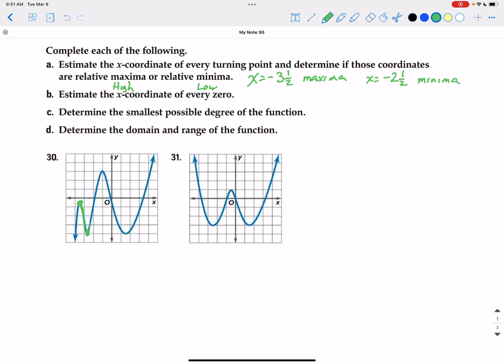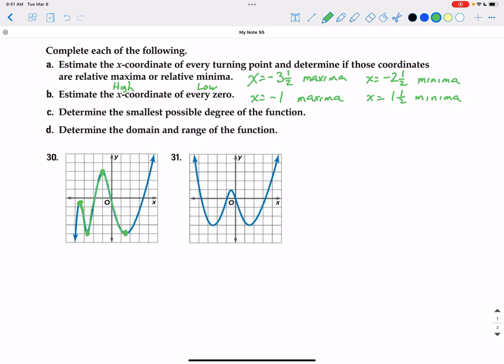And then we go back up the hill to the very top of the hill there, and we have another turning point. That is an x value of negative 1. It looks like it's 1 to the left. And that being the top of the hill is a maxima. And then we go back down to the bottom of the hill, and we have a minima located at about x equals 1.5. So that is a minima because it's at the bottom of the hill.